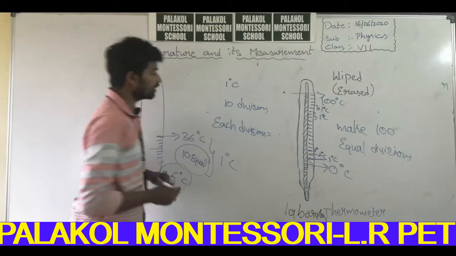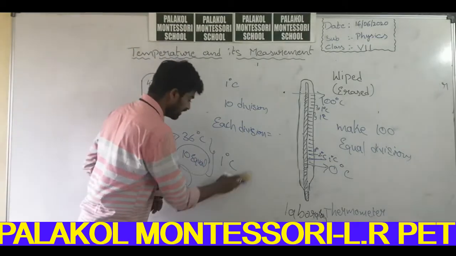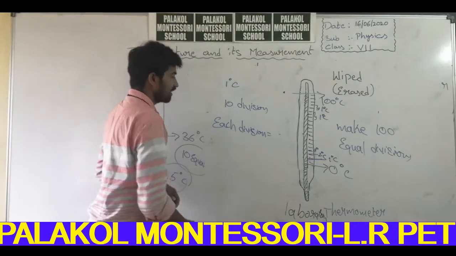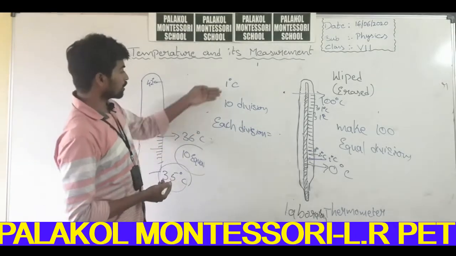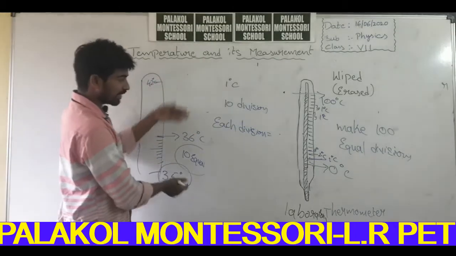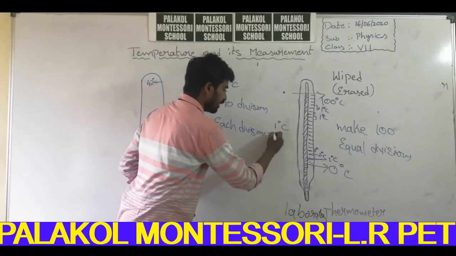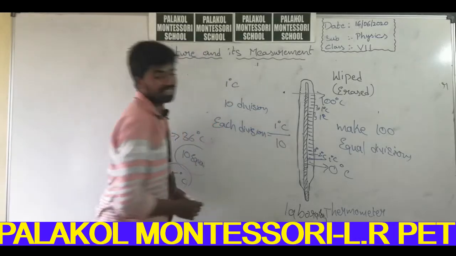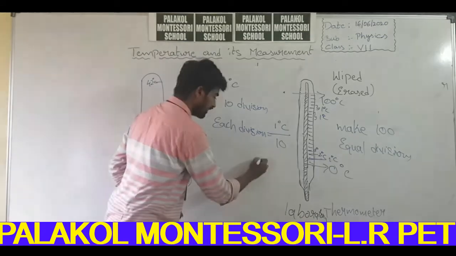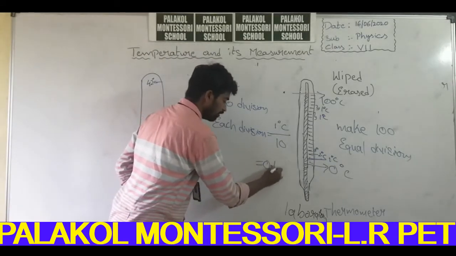Let us find out. How can you find this? You can find this with some mathematics. What was the total temperature change? The total temperature difference is 1 degree centigrade, and it has been made into 10 equal parts. So, 1 by 10 is equal to 0.1 degree centigrade.